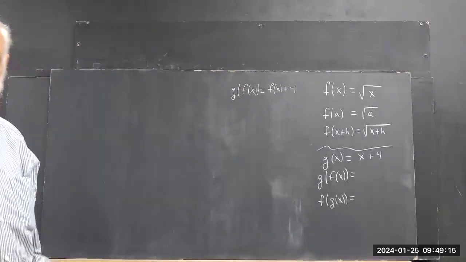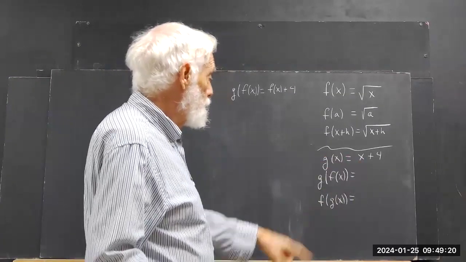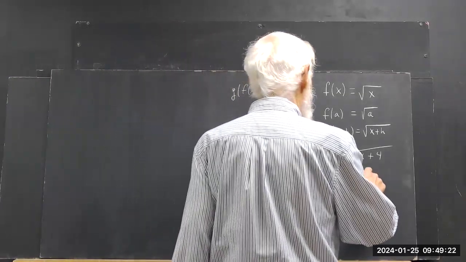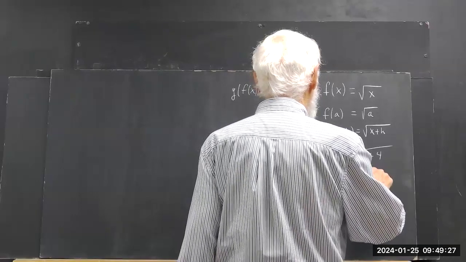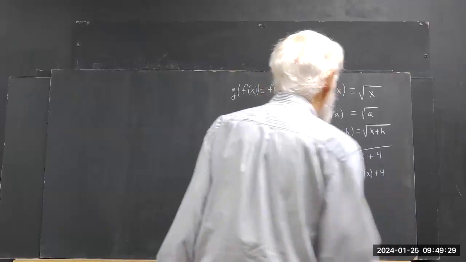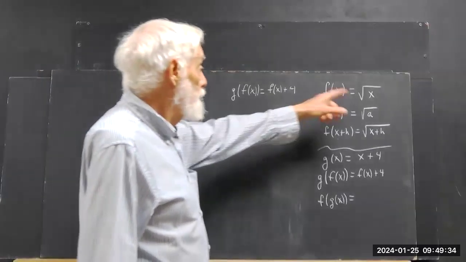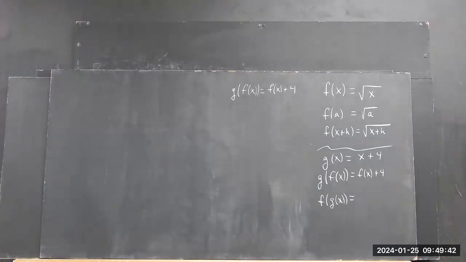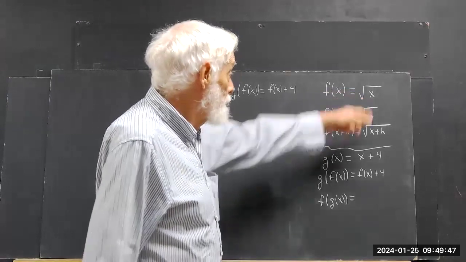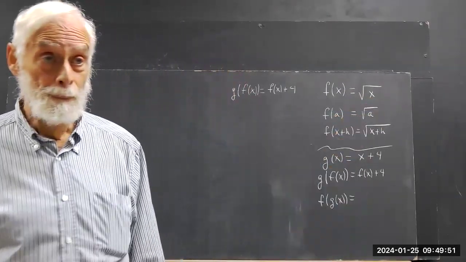F of X plus 4. There's the pattern. G of X is X plus 4. So G of F of X is F of X plus 4. Now, what's F of X? We have an expression for F of X here. So when we see F of X, we could write square root of X, couldn't we? To do that.